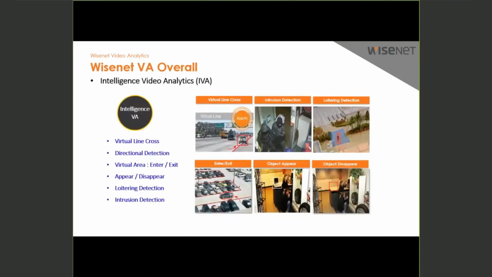And intelligent video analytics, which we call IVA, includes virtual line crossing and directional detection. Actually, it's the same analytic: you can use this virtual line with just a crossing event or a direction event. We also support virtual areas, which include enter and exit, appear and disappear, loitering detection, and intrusion detection.